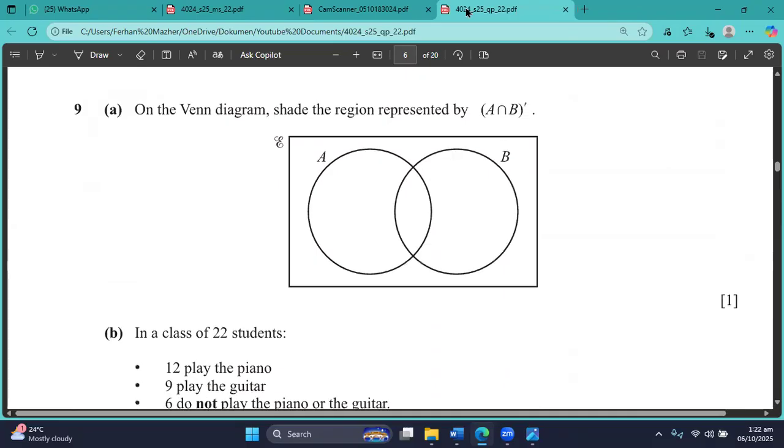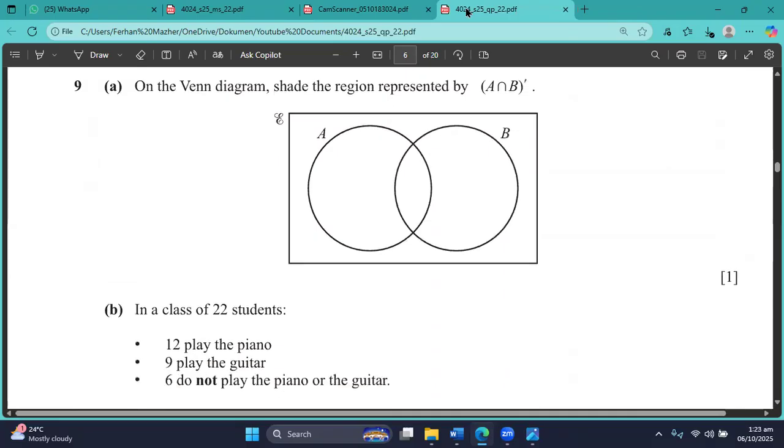Okay, question number 9. He says, on the Venn diagram, shade the region represented by A intersection B whole complement. So you have to, this is this portion, which is the overlapping portion, that is the common between A and B. That's the A intersection B. So its complement means other than this, you have to shade the whole thing. Okay, let me show you.